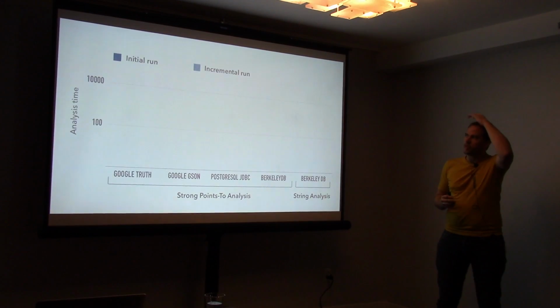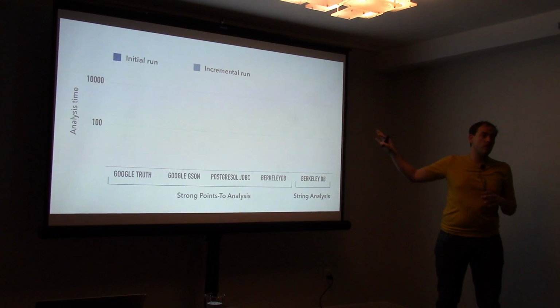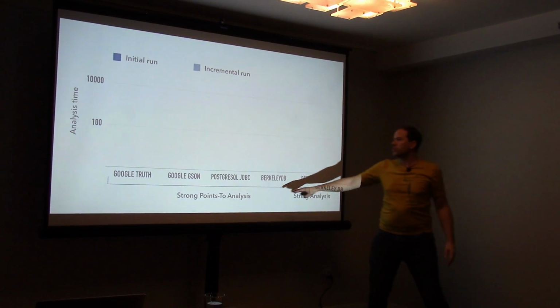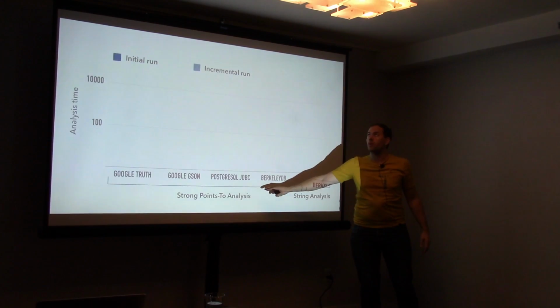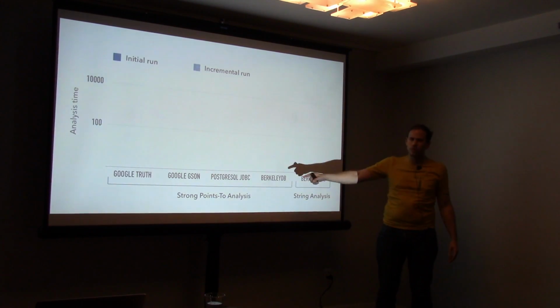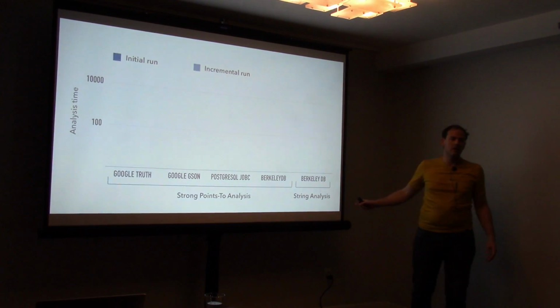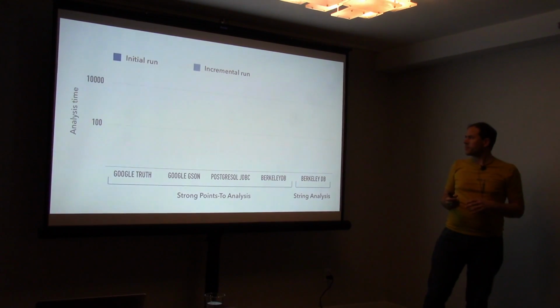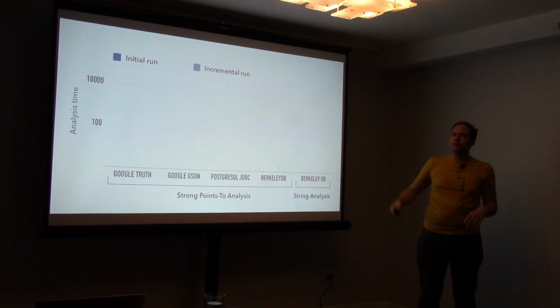And so we've done some evaluation. This is not the computation graph from the previous slide. This is inter-procedural analysis. We have a strong points-to analysis on 4 code bases, and we have a string analysis to reason about patterns of strings that are being produced at runtime. And these are all on Java.